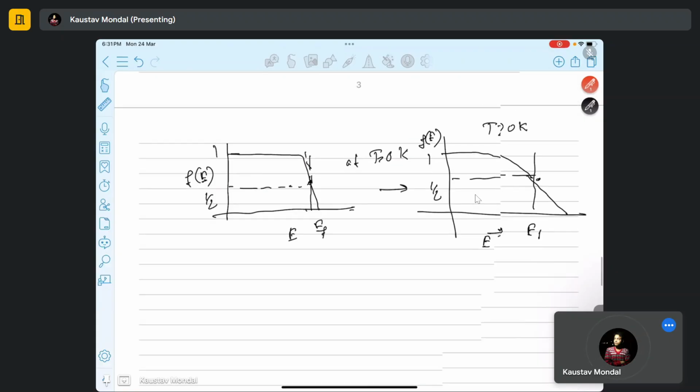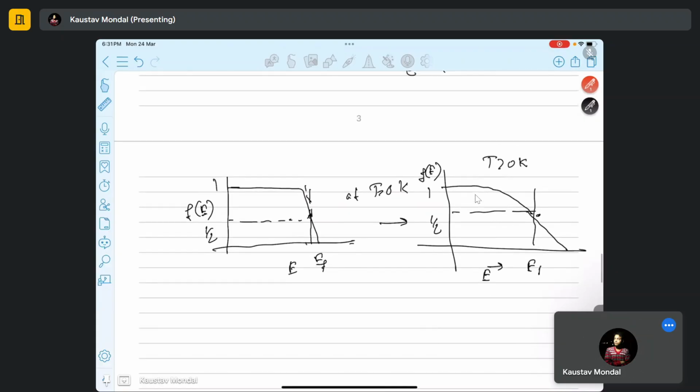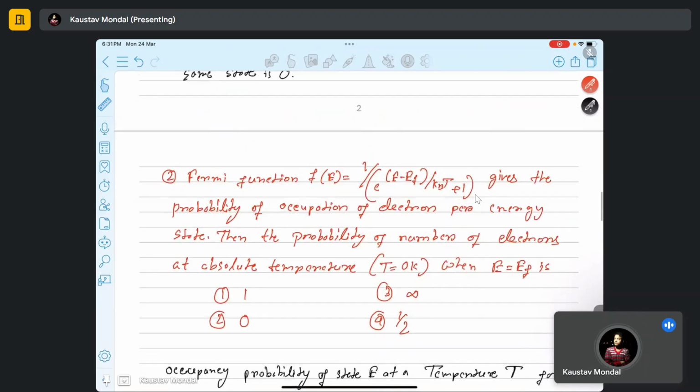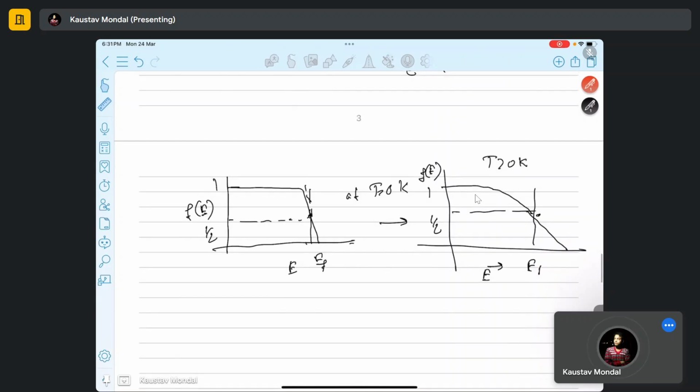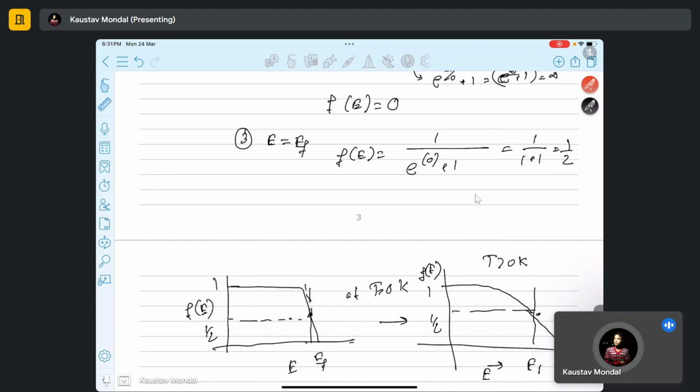So these are basically the possible explanation of how we have solved the problem, for E equal to EF at T equal to 0 Kelvin, it simply gives you probability, simply gives you half. Okay.